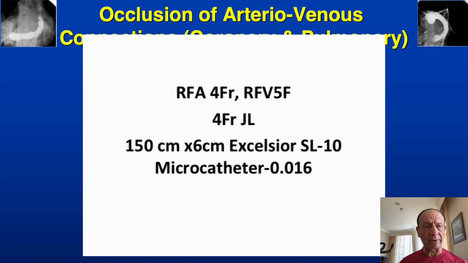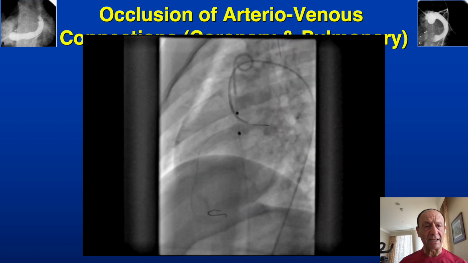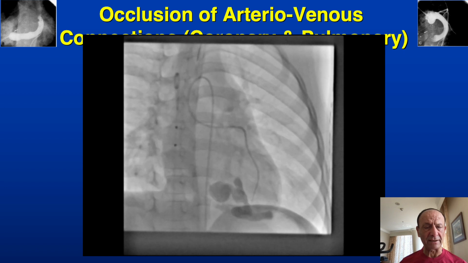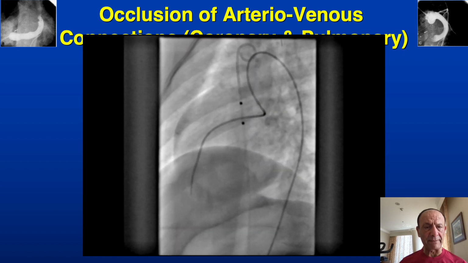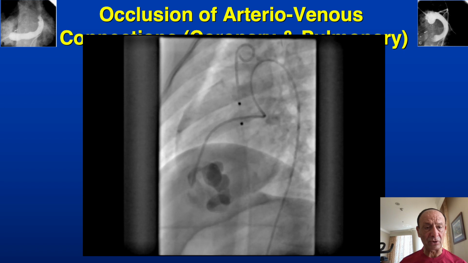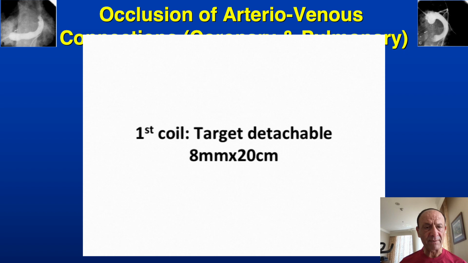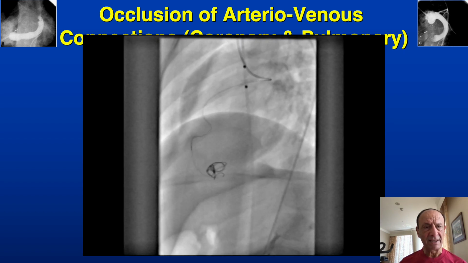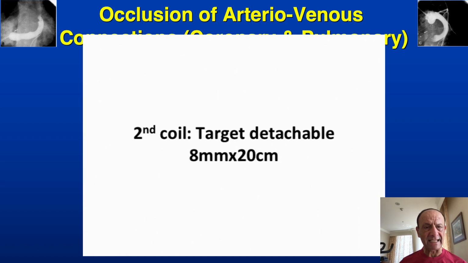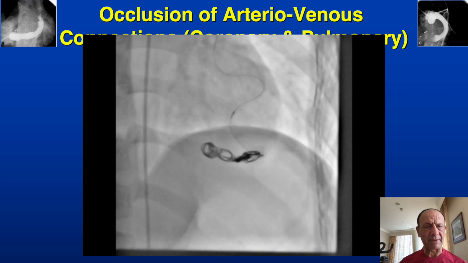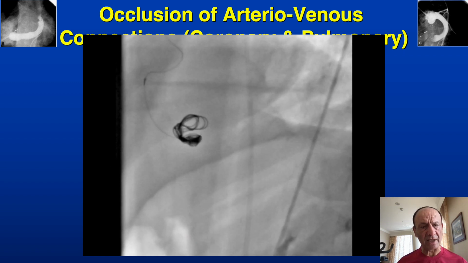So we did retrograde with a 4 French catheter. Then we put a tracker catheter inside the 4 French catheter, or a microcatheter. We put a balloon tipped catheter there with occlusion to delineate the exit as well as the myocardial viable branches. The first coil was a detachable coil 8 mm by 20 cm. There is the angio. Then second coil, similar size, 8 mm by 20 cm. Then we kept putting coils in this patient until we occluded the fistula completely.